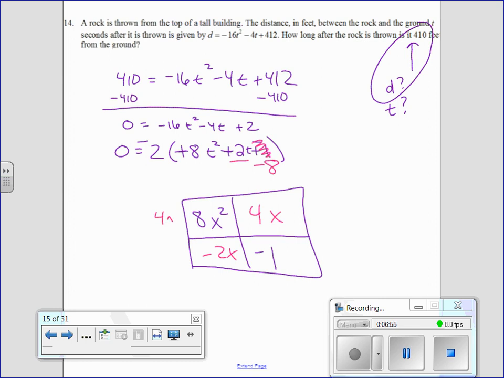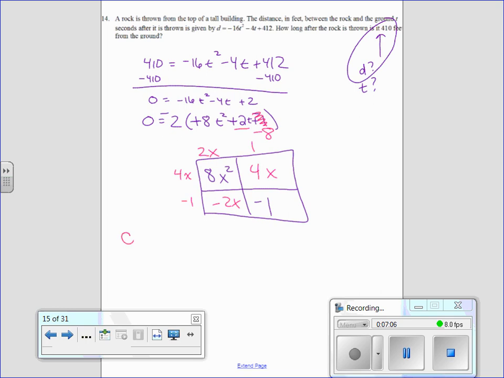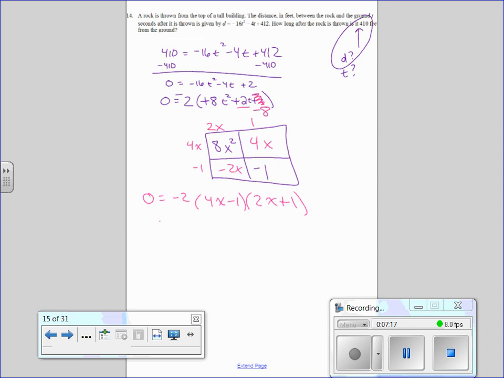Pulling out what they have in common, it'd be a 4x right here, making this an x, no, a 2x, and that'd make this a 1, and that'd make this a negative 1. So let me write what I've got in factored form right now. I've got that negative 2 out front, I've got the 4x minus 1, and the 2x plus 1. And our true goal was solve for x. So we're going to set that 4x minus 1 equal to 0, and we're going to set the 2x plus 1 equal to 0. We're going to solve both branches. This one ends up being a positive 1 over 4, because you'd add the 1 over and divide by 4. This one ends up being a negative 1/2.